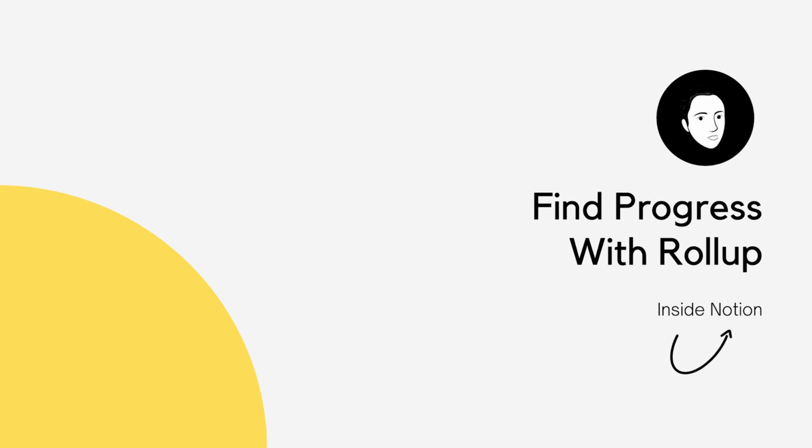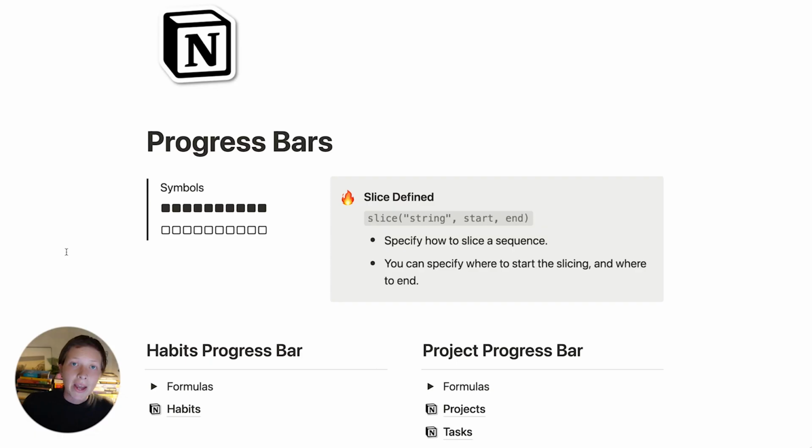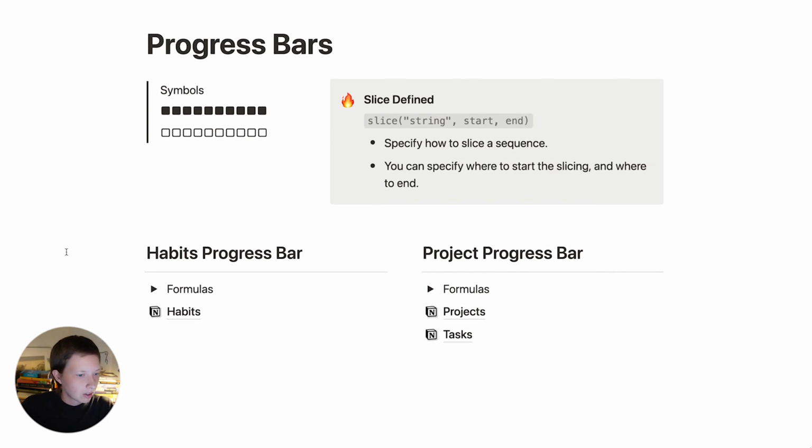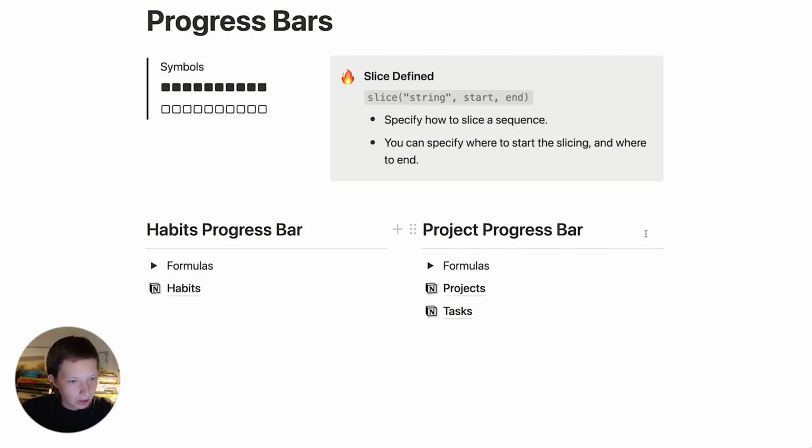If you are starting with part two, you'll totally be able to follow along, especially if you duplicate the page in the description and follow along with me. This is the page you guys will be able to see down below in the description to duplicate into your workspace and follow along. Now down here at the bottom, I have a section for project progress bar. If you came from part one, habits progress bar, it's in the same page.